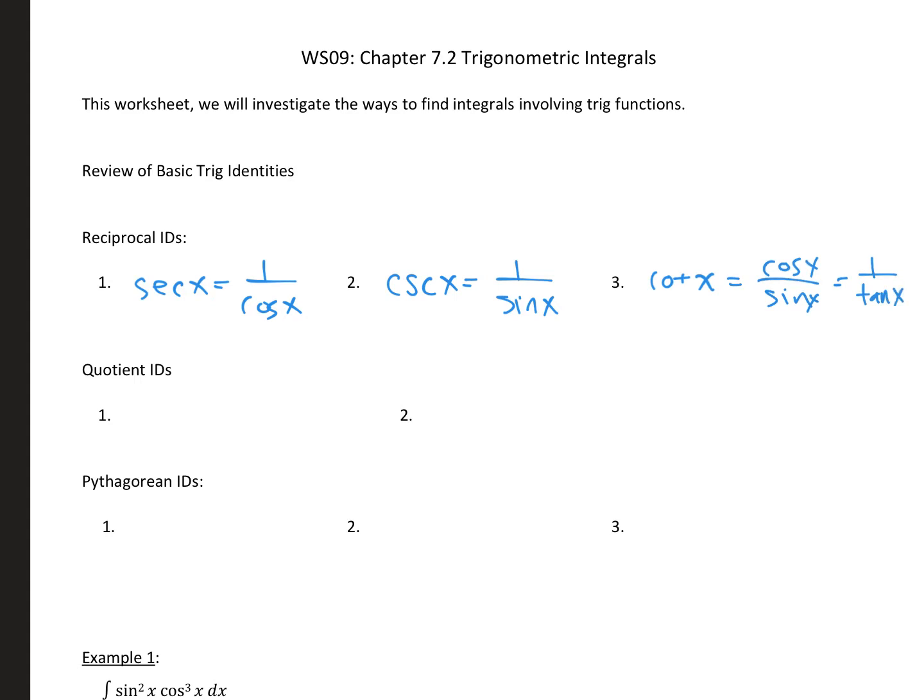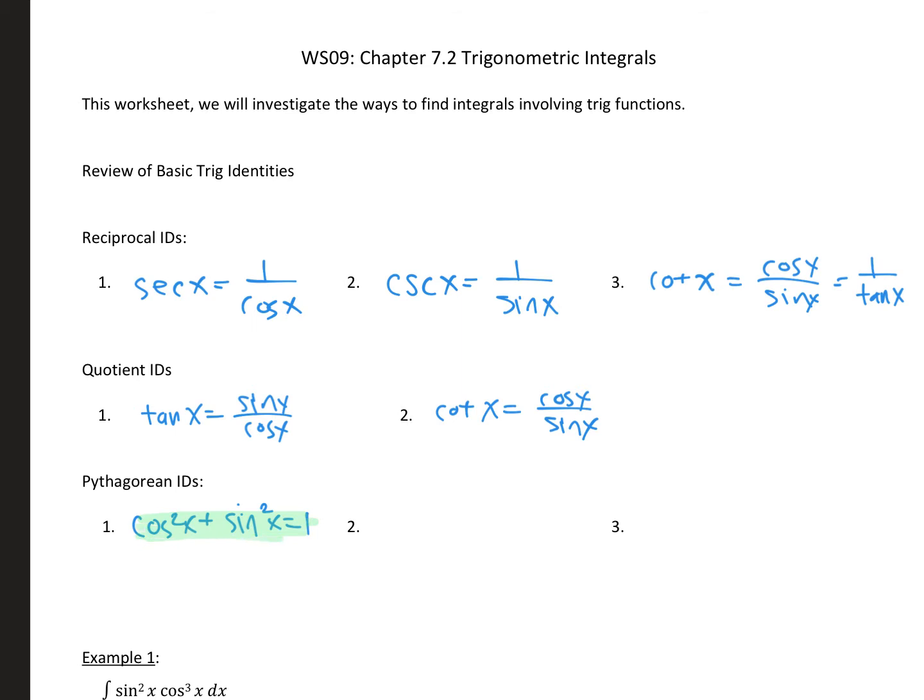All right, tangent x, I'll just write that out here: sine x over cosine x. And then cotangent x, I wrote it there, is cosine x over sine x. And then the Pythagorean identity: cosine squared plus sine squared is equal to 1. So this one you definitely have to memorize. I'm going to highlight this: cosine squared plus sine squared is equal to 1.